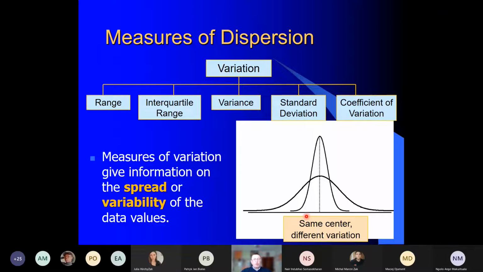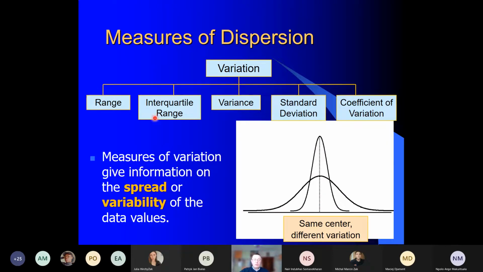So it will be ensured that 50% of staff got at least this or more, and so on. Now dispersion or variation. Measures of variation give information on the spread of variability over the data values. Here on the right side is an example chart of two data sets. Actually, it's a distribution plot of two data sets with exactly the same central point. So they have exactly the same average, mode, and median, but they are totally different because of different variation.